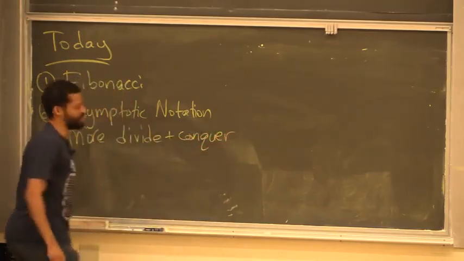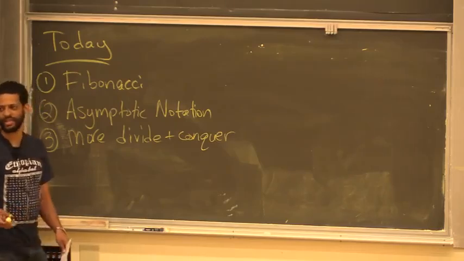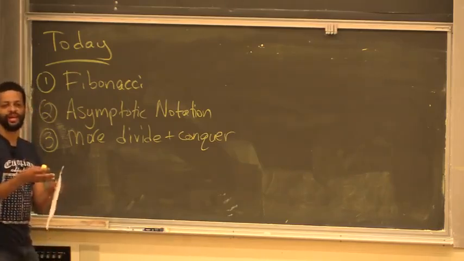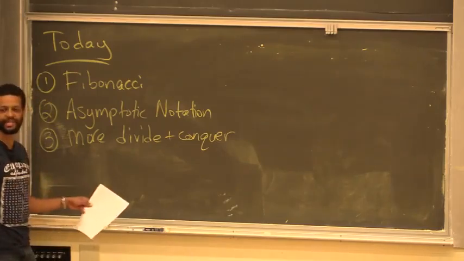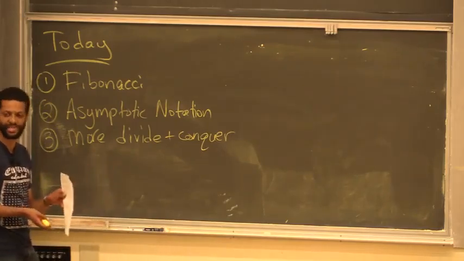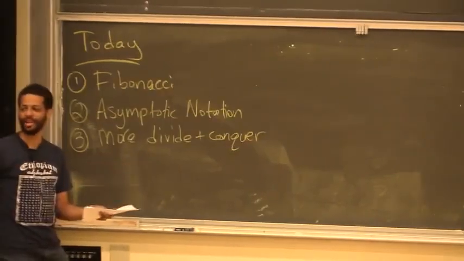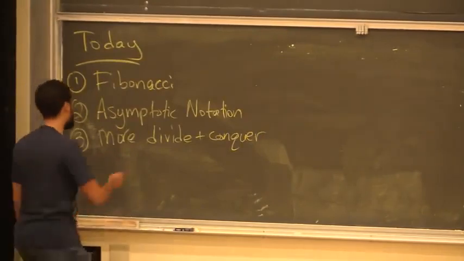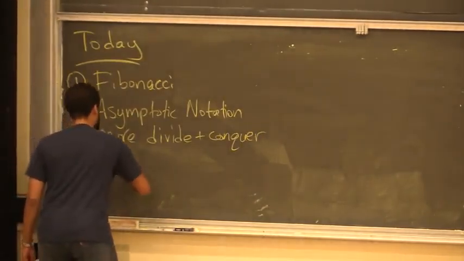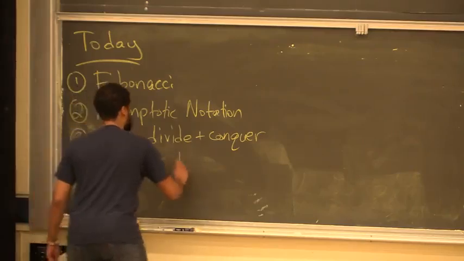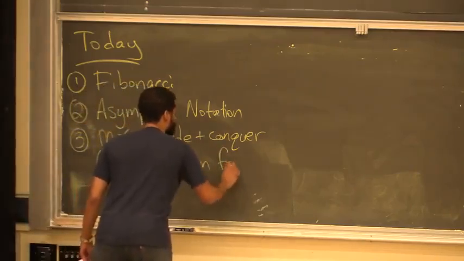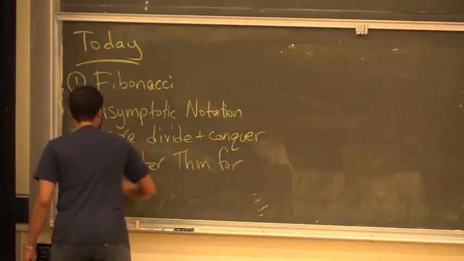As well as a general way to analyze the recurrences. Let's say I break into A pieces, each of which is only a factor B smaller, and combining them takes n to the D work. What's my overall running time going to be? There's something called the master theorem, which we'll discuss, for analyzing recurrences.